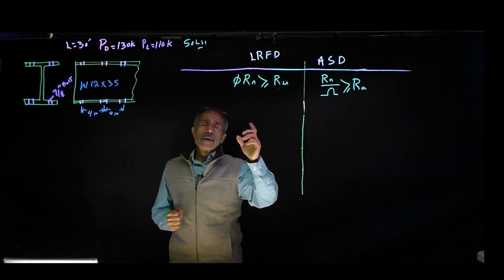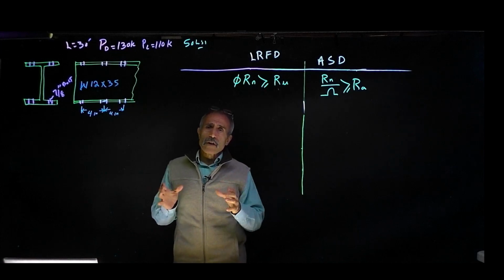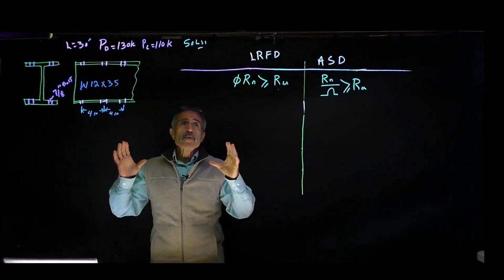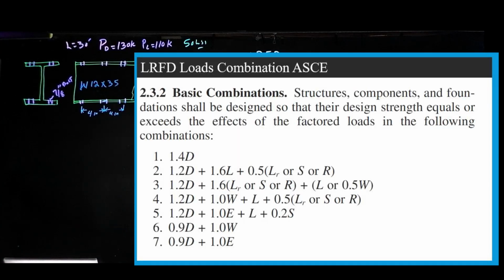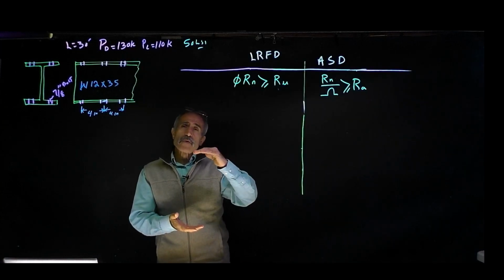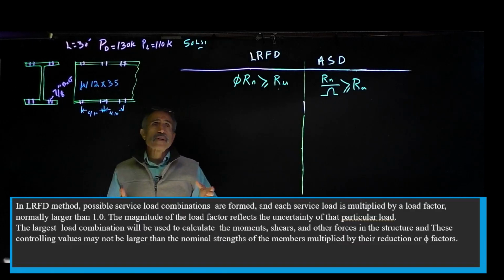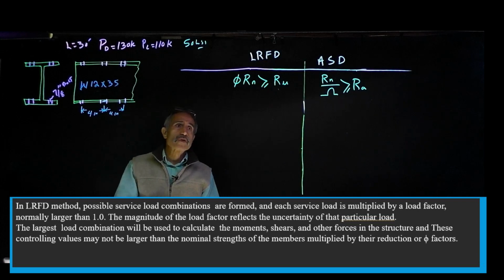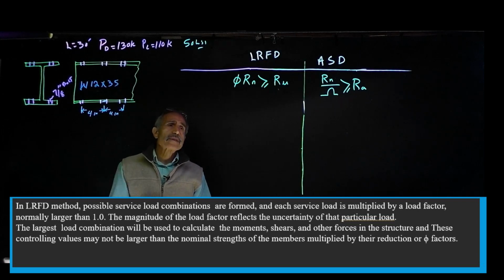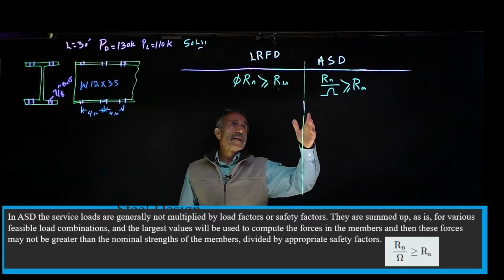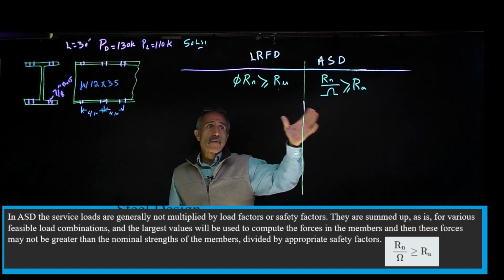In load and resistance factor design, when we calculate our load, it depends on what type of load we have. If you have dead load, live load, rain load, snow load, you use a load combination, as you can see on the screen, from the IBC, International Building Code, or from ASCE. The largest of those is used to calculate the load. You have a factor in front of the load, normally bigger than 1, which represents the uncertainty of the load. However, in allowable stress design, we just basically add both loads.